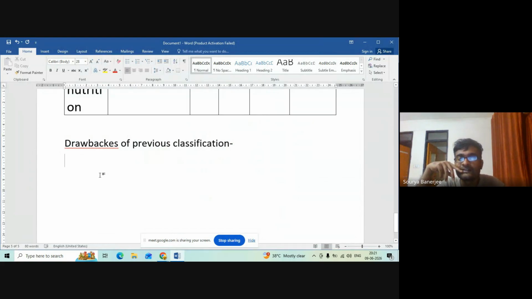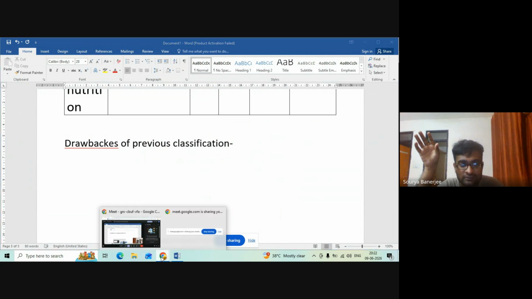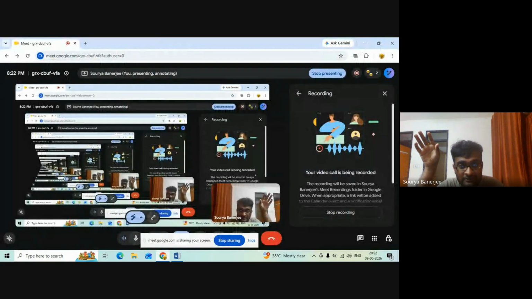Please remember that Monera is the only prokaryotes. All other, protista, fungi, then plants and animals, all are eukaryotic. Monera is prokaryotic, protista is eukaryotic but unicellular. In case of fungi, they are eukaryotic but multicellular. Plants and animals, eukaryotic, multicellular.